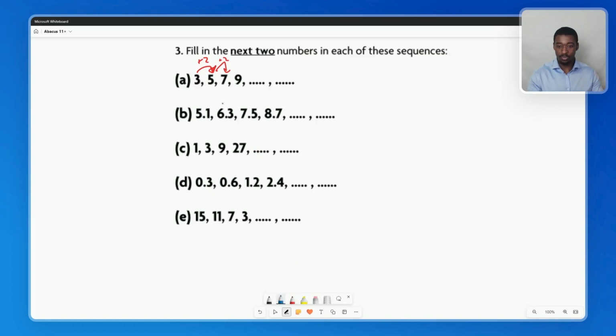We'll put it in blue. 9 plus 2 should give us 11. Then 11 plus 2, same pattern, should give us 13.